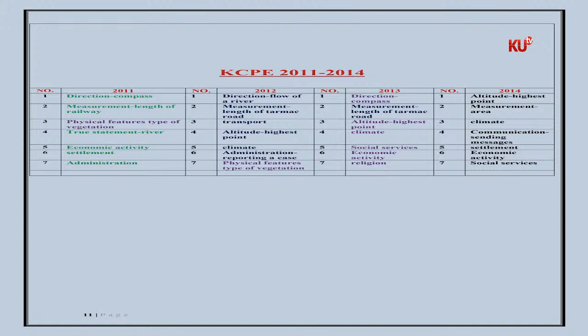Now there we are measuring the length, transport, altitude, climate, administration, physical features about type of vegetation. 2013: direction, which is compass, measurement, again, altitude, climate, social services, economic activity, and religion. Look at 2014: altitude, which is highest point, measurement, climate, communication, sending messages, settlement, economic activity, and also last, social services.